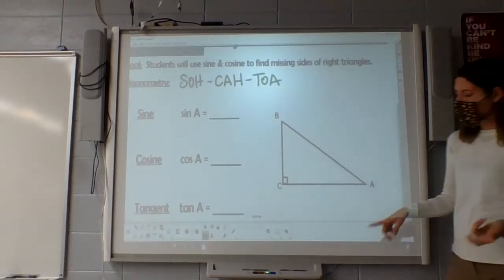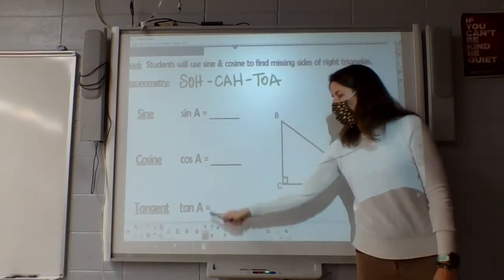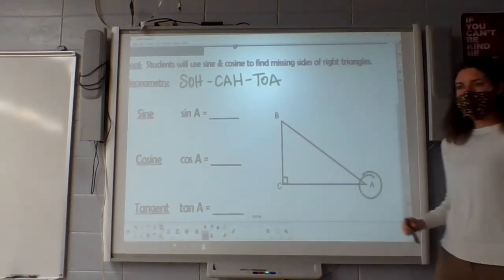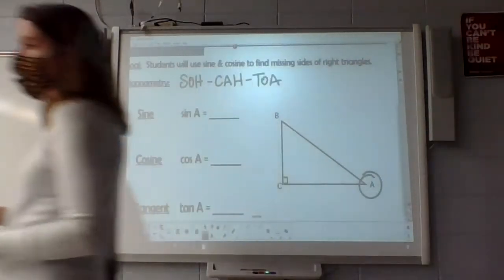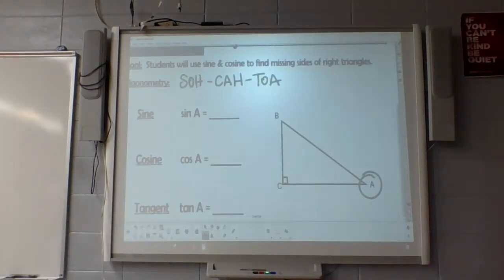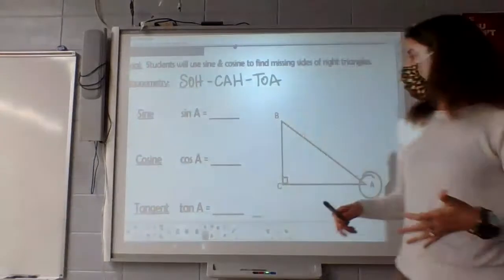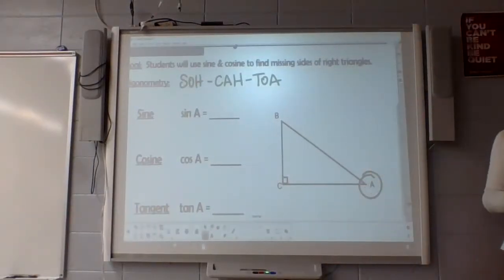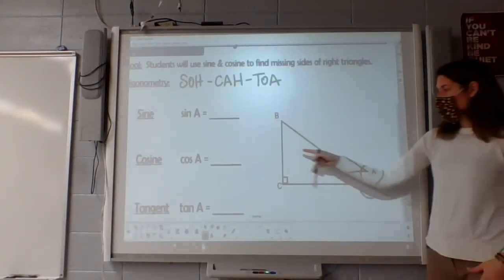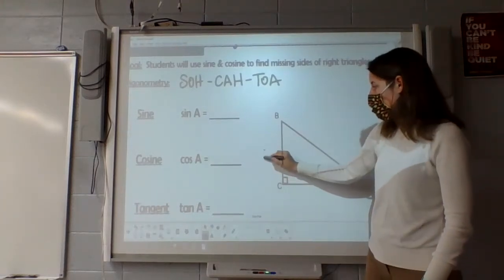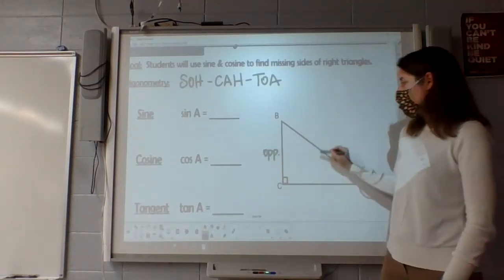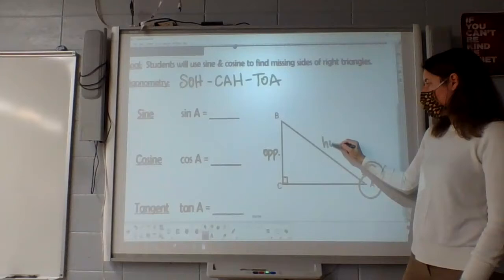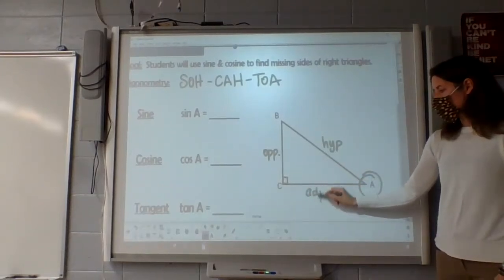So in this triangle, we're talking about angle A, notice. So I'm going to label everything based off of angle A. Now, like Ellen mentioned yesterday, she asked about angle C. We never use the right angle as our angle that we're taking the sine, cosine, or tangent of. So we'll always work with one of the other two angles. So A is across from BC, so this is going to be my opposite side. Here's my hypotenuse, and then here's my adjacent.